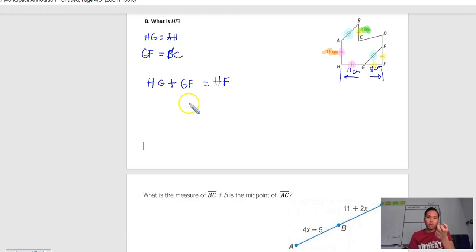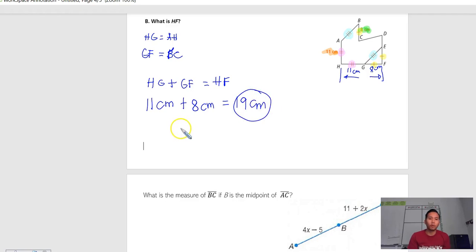So HG, which is 11 centimeters, plus your GF, which is 8 centimeters, is now equal to 11 plus 8, which is 19 centimeters. So therefore, HF is equal to 19 centimeters. As easy as that. So that is finding the length of a given segment.